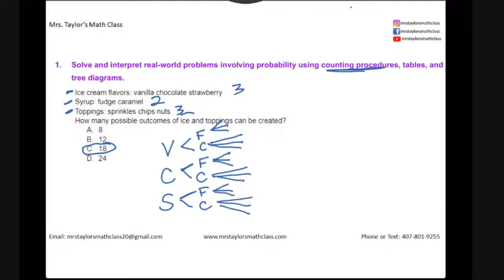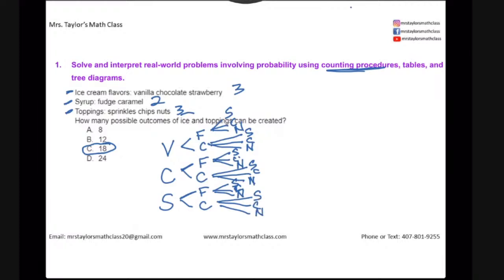So each one has 3 choices. You could get sprinkles, chips, or nuts. And that's with each one. And I want to show you this. This is why I know to multiply.